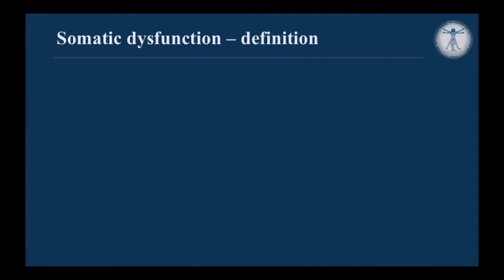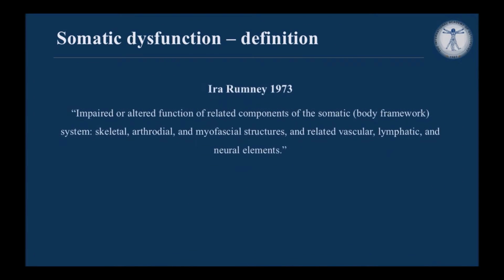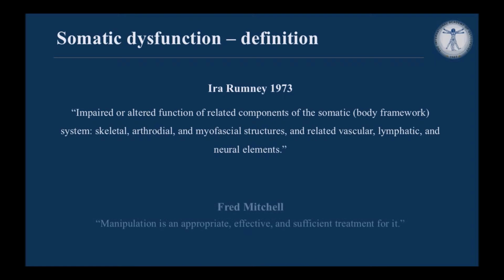Introduction. Somatic dysfunction, also known as an osteopathic lesion, was first defined by Ira Rumney in 1973 as an impaired or altered function of related components of the somatic system: skeletal, arthrodial, and myofascial structures, and related vascular, lymphatic, and neural elements. Structural problems such as bone fractures or inflammations do not qualify as somatic dysfunction.